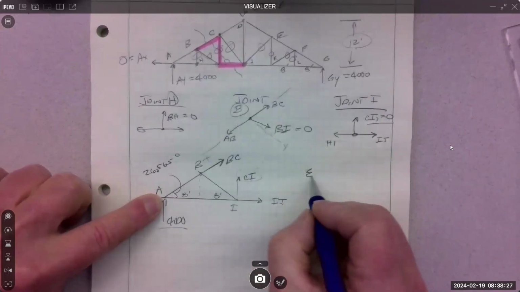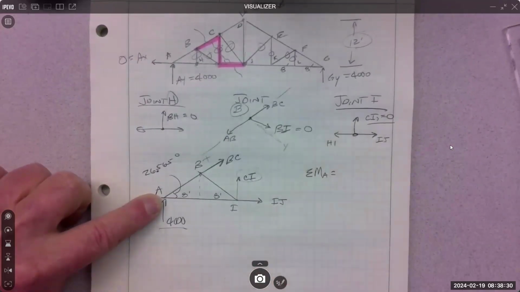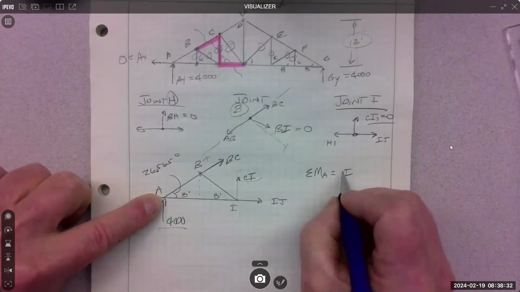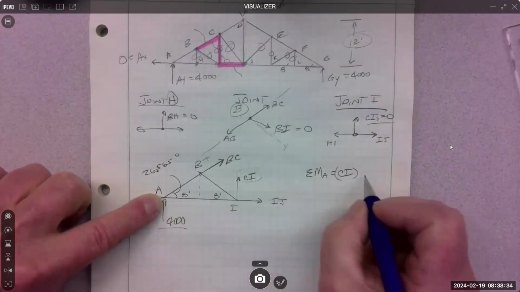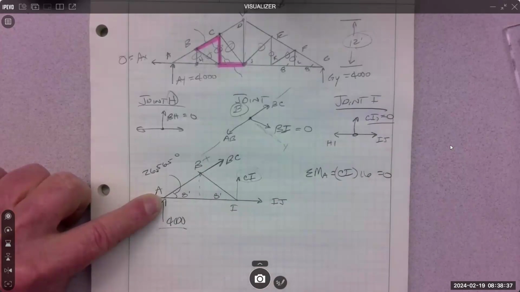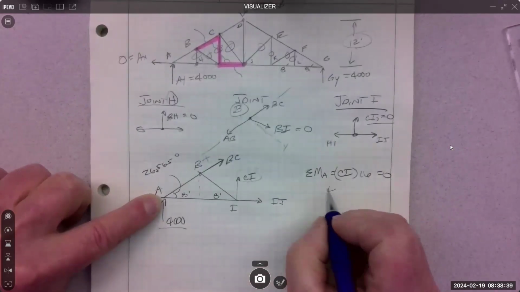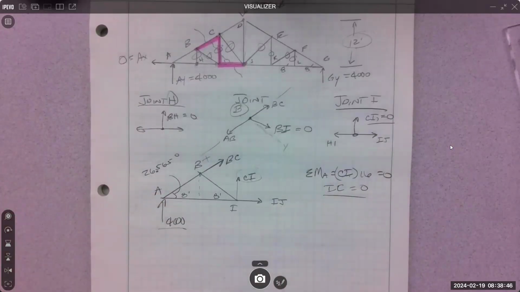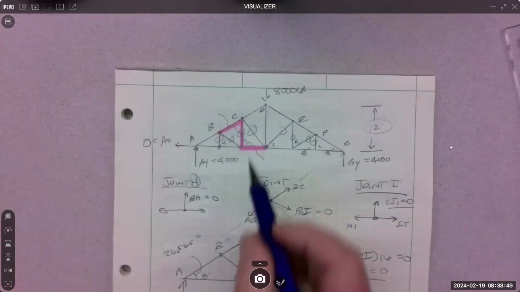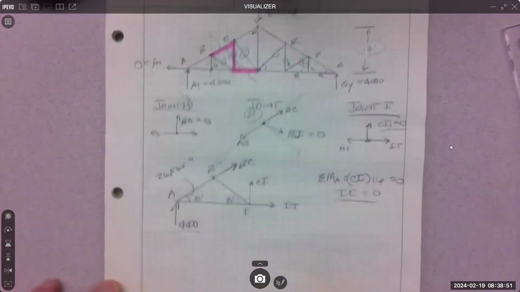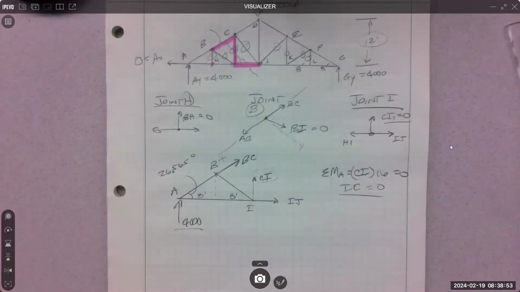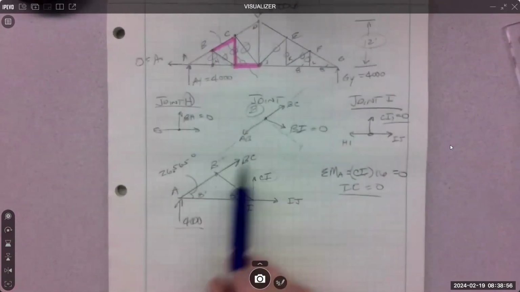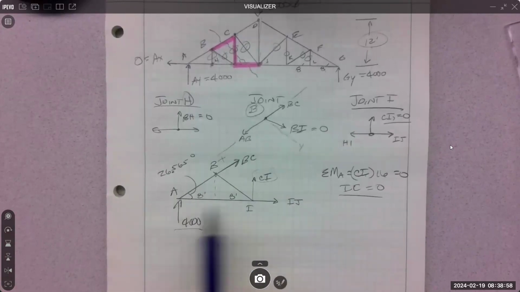So if you do a moment at A, all you have is IC times 16, and that's got to be equal to 0. IC or CI equals 0. So that just proved it, that our zero force analysis up here is true. It's a moment at A, it's got to be equal to 0. BC goes through, IJ drops out. We're just left with CI times distance. That's cool.